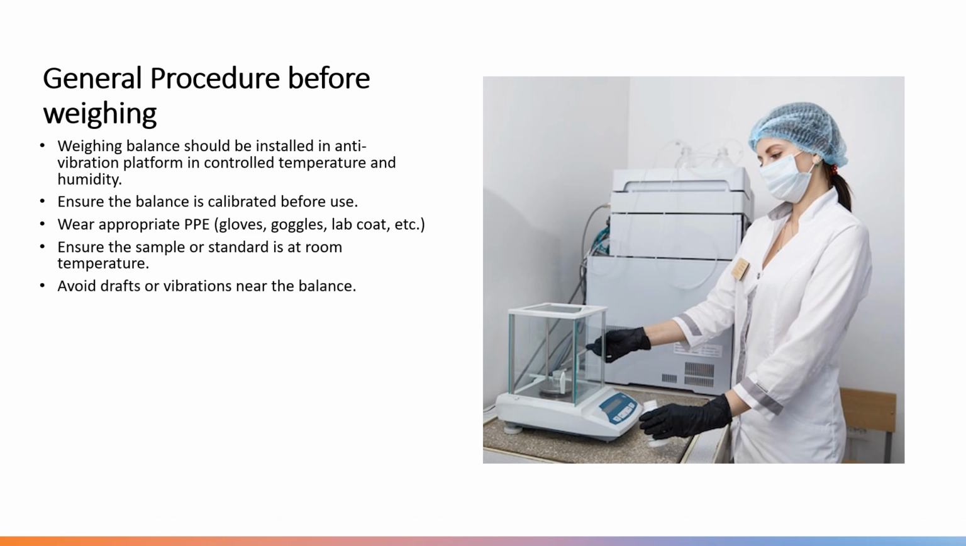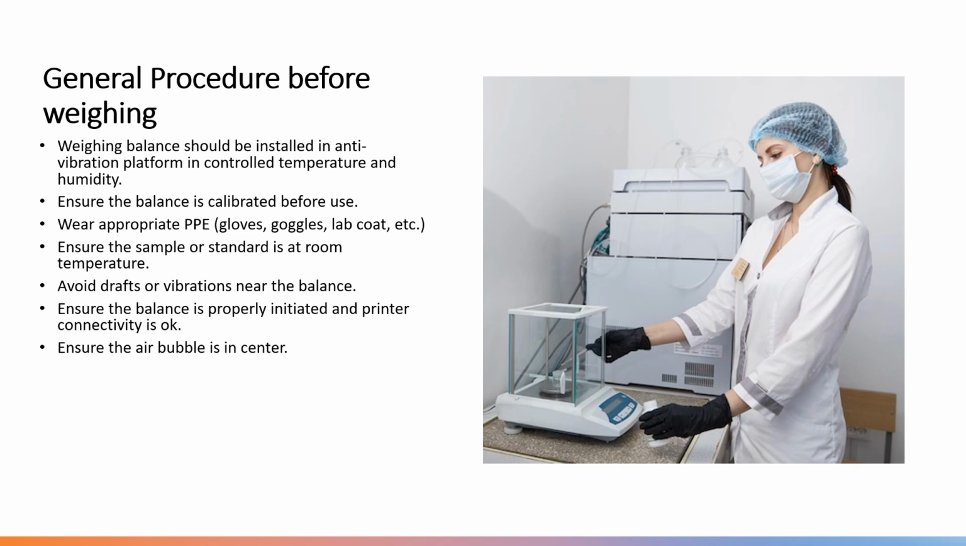Next, avoid drafts or vibration near the balance. So any kind of vibration should be avoided, right? Next, ensure the balance is properly initiated and printer connectivity is okay. Next, ensure the air bubbles are in the center. So prior to starting the weighing process, in weighing balances, there are two air bubbles which should be adjusted in the center so that your balance will be at the center position and there will not be any fluctuation.